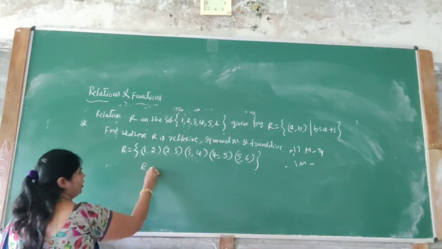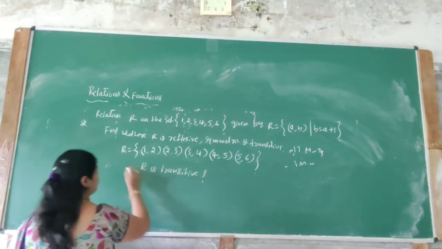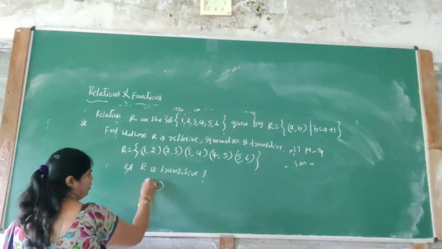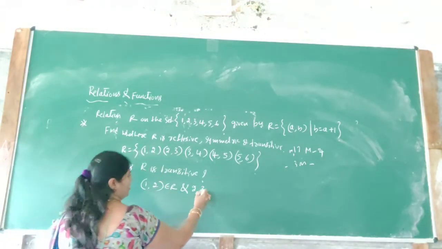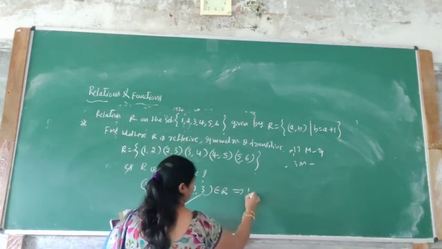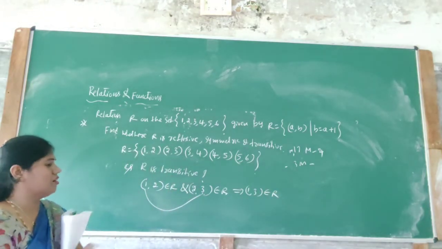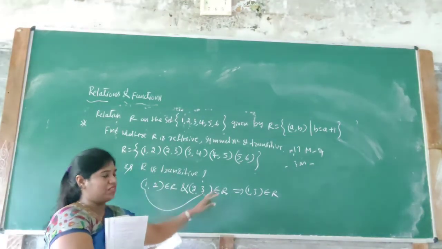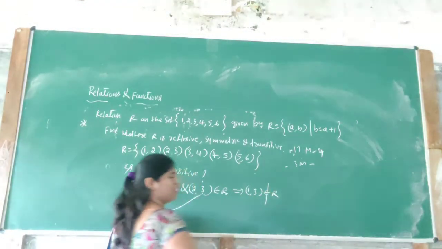Next one, is R transitive? Let us consider it. (1, 2) belongs to R, and then we have to take (2, 3), which should also belong to R. Then we have to go for (1, 3). Does (1, 3) belong to R? (1, 2) is there in the set R. (2, 3) is there in the set R. But (1, 3) is not there in the set R.